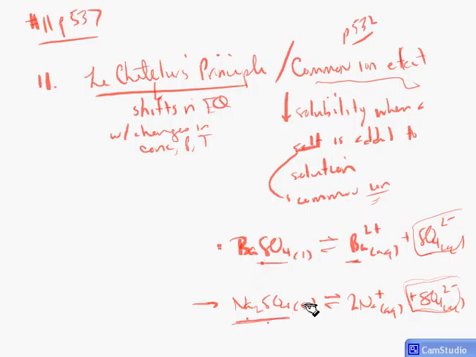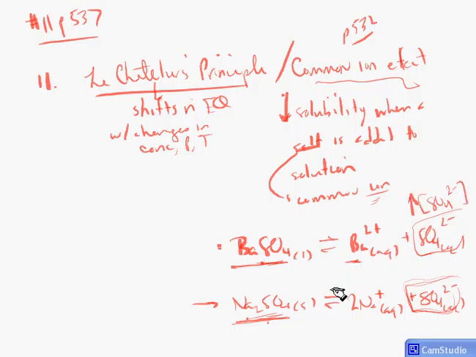Both of these substances have a sulfate ion, okay, and what happens is the solubility of the barium sulfate goes down when I add the sodium sulfate. Okay, and why is that? Well, the idea is that when I add the sodium sulfate, I'm effectively adding more sulfate to the mixture. Okay, and so what I am doing here is I'm effectively increasing the concentration of sulfate by adding sodium sulfate.